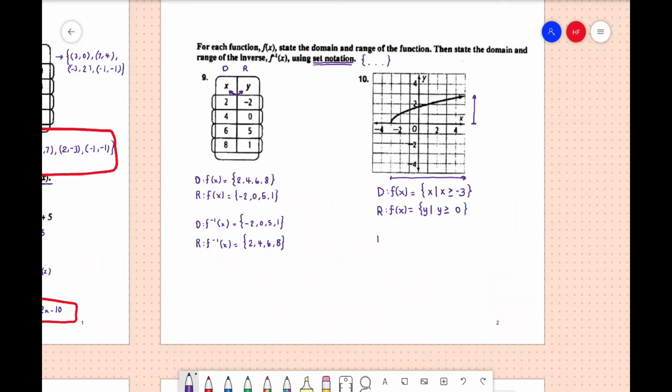Now we saw before that the domain of the inverse is the range of the original function. So my domain will be the set of all x's such that x is greater than or equal to 0. The range of my function will be the set of all y values such that y is greater than or equal to -3. So they just switch.